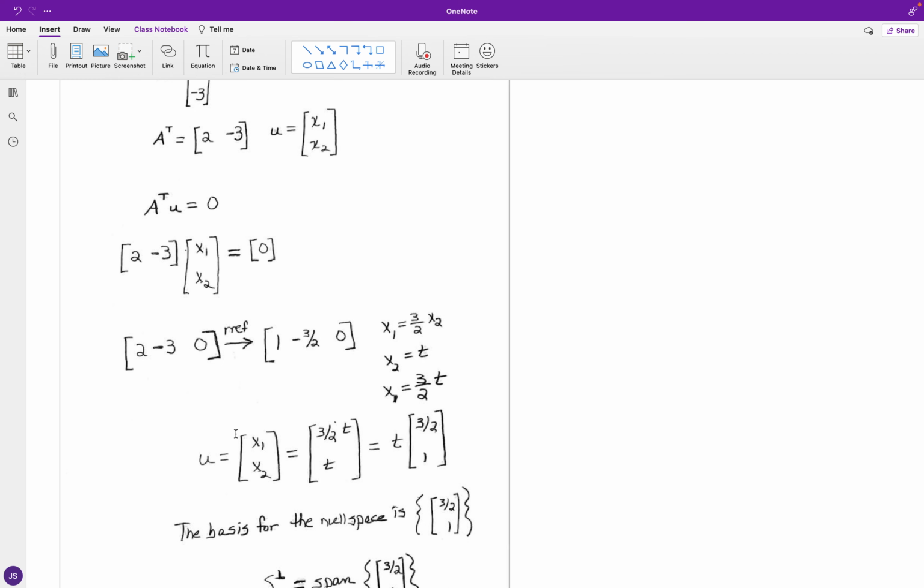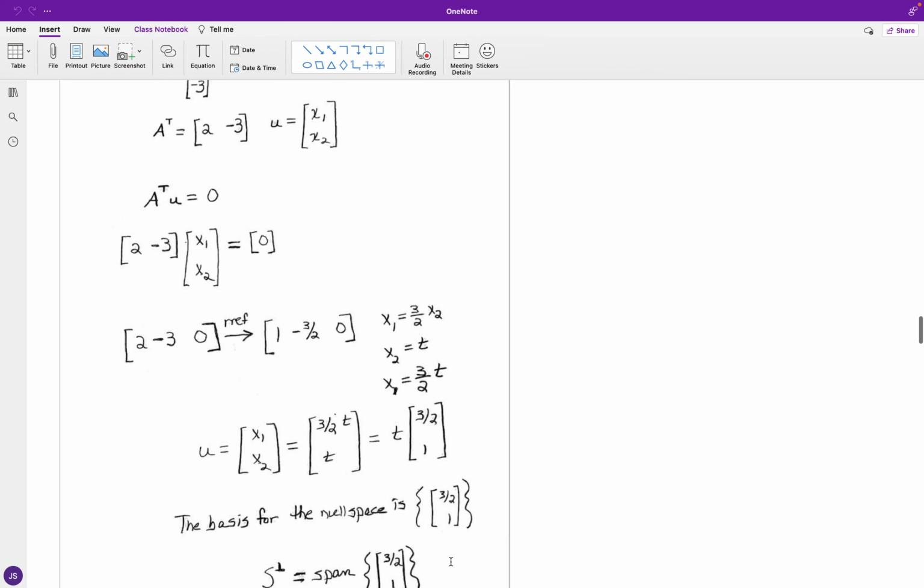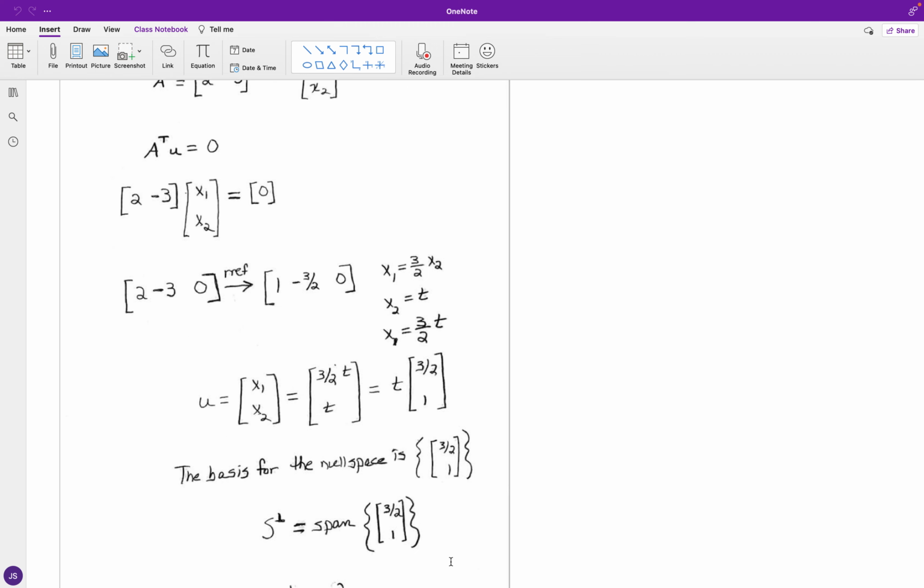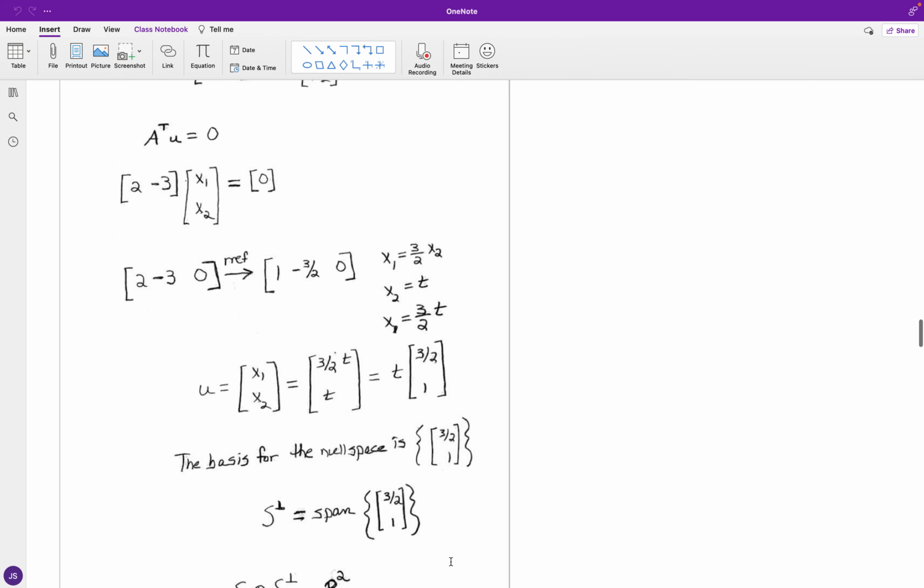So u consisting of x1 and x2, both of these are terms in the variable t, and so we have 3 halves of t. So for u, the null space, we have t times the vector where we have 3 halves and 1. We just factored out the t. So the basis for the null space is going to be the vector with 3 halves and 1. And so the orthogonal complement of the subspace S is just going to be the span consisting of the vector 3 halves and 1, so any multiple of 3 halves and 1.